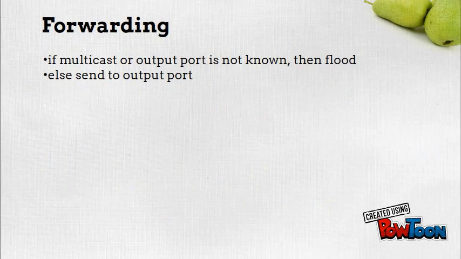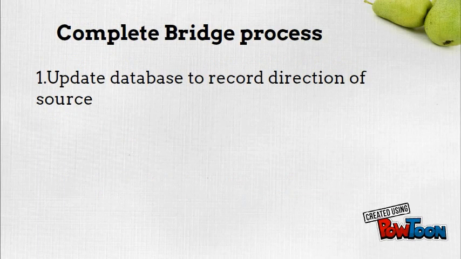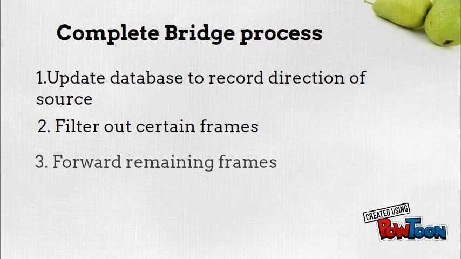Forwarding has two situations. If it is multicast or the output port is not known, it will flood, else it sends to the output port, and filtering is based on criteria according to the policy. The bridge uses the spanning tree protocol to look up the destination in the database. The first step of the bridge process is to update the database to record the direction of the source, then filter out certain frames, and lastly forward the remaining frames.